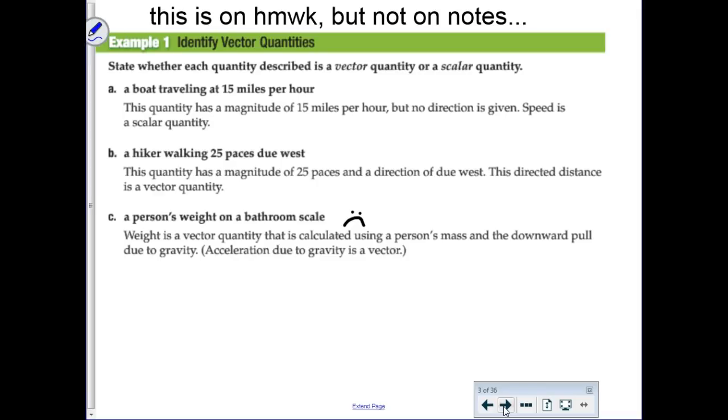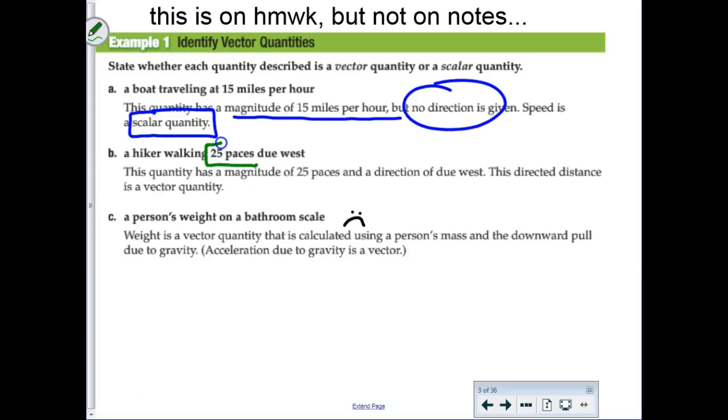A boat is traveling 15 miles per hour. They're claiming that this has a magnitude of 15 miles per hour, but there's no direction given. So therefore, this is called a scalar quantity. So in your homework questions, if there's direction or magnitude, but not both, it's a scalar quantity.